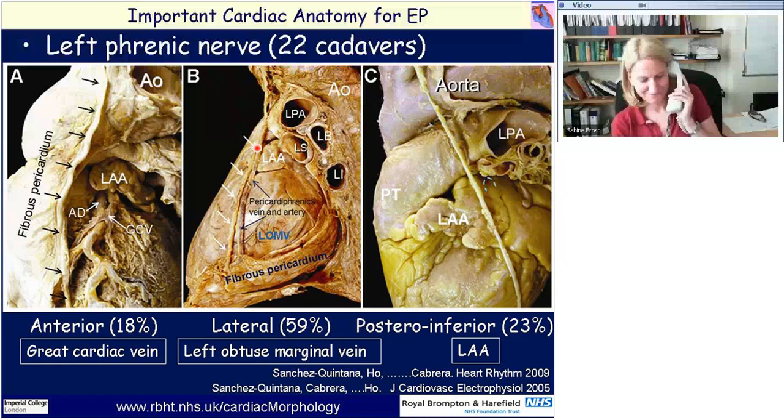We found a lateral course in which it skirts over the vicinity of the obtuse margin of the heart, meaning it has a close relationship with the obtuse marginal artery and the obtuse marginal vein, which is important, of course, if you're going to be dropping leads into the obtuse marginal vein. There's a relationship with the anterior cardiac vein, or great cardiac vein, or anterior descending coronary artery in about 18%. In about 23% of these cadavers, the phrenic nerve took a more posterior inferior course, going over the left atrial appendage and curling around the more diaphragmatic aspect of the left ventricle.